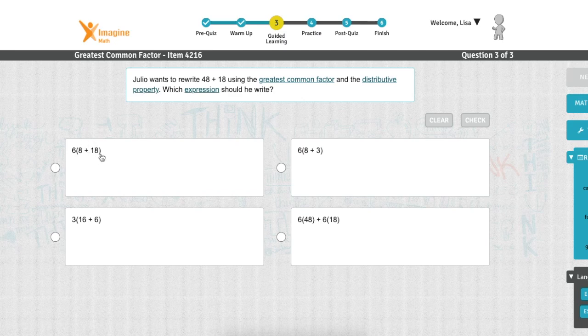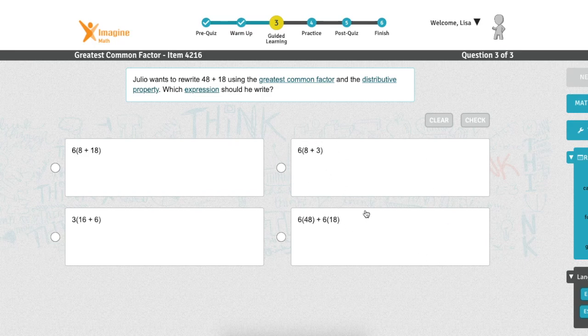I want this number 18 to be in my answer. Now for this one, that would happen because 6 times 8 is 48 and 6 times 3 is 18. So I would end up with 48 plus 18. But I just wanted to point out this last one, 6 times 48 and 6 times 18. Is that going to be the same answer as 6 times 8 and 6 times 3? I didn't think so. So this answer would be the right answer.